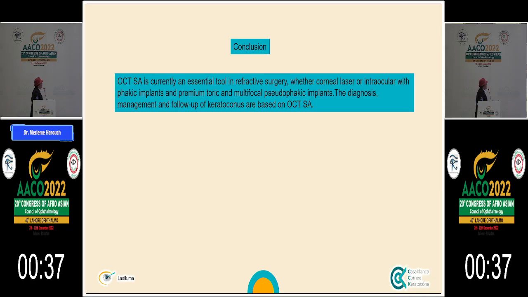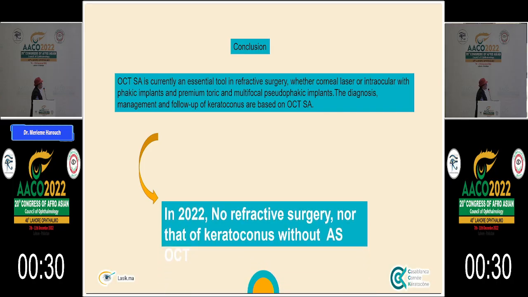The diagnostic management and the follow-up of keratoconus are based on anterior segment OCT. So in 2022, no refractive surgery and no management of keratoconus without anterior segment OCT. Thank you.